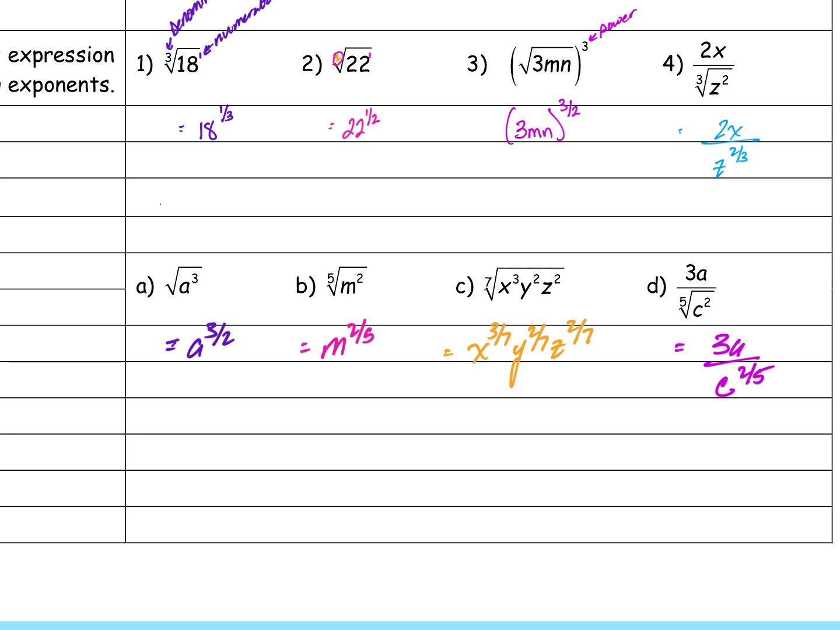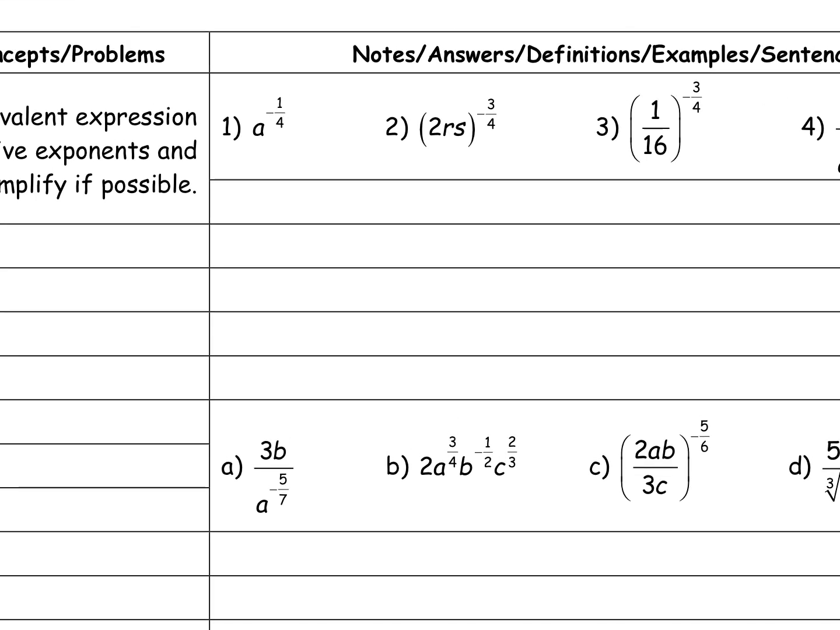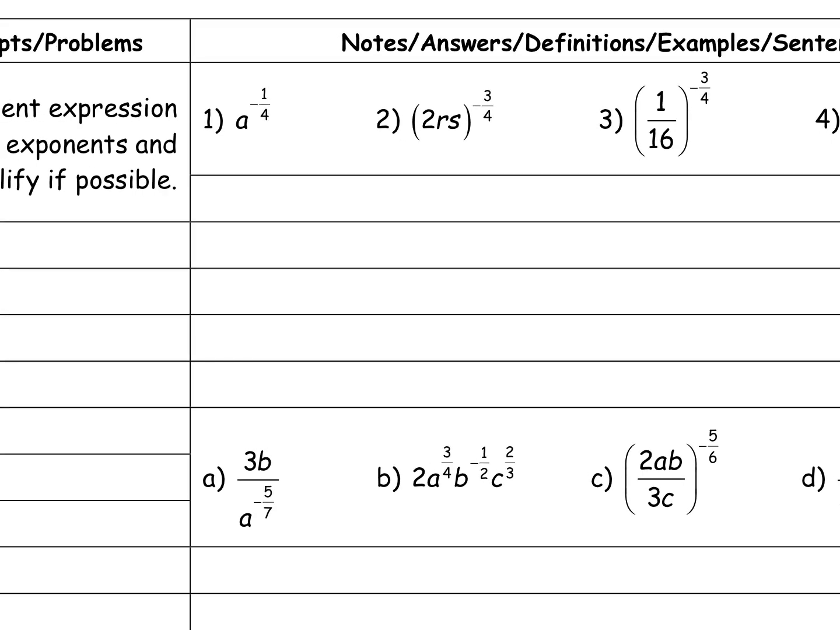Are we okay so far? Okay. So I think our next little bit is just applying the problems. What's it say? Write an equivalent expression with positive exponents and simplify as possible. So now I need to write them with positive exponents. They don't want negative exponents, right? So if I have a negative exponent, what happens? Moves to the denominator, and it just wants positive exponents. So I don't need to switch it to a root or anything. I just need to write it with a positive exponent.